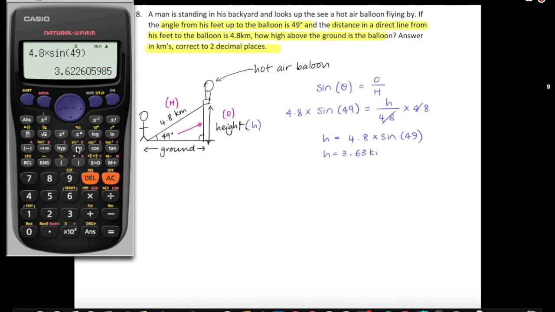3.63 kilometers. As you can see, the hot air balloon hasn't traveled very far, even though the hypotenuse makes it seem like a little bit further away. Realistically, the hot air balloon, I just realized I spelled balloon incorrectly, my bad. We can see that the hot air balloon has only risen 3.63 kilometers high above the ground.